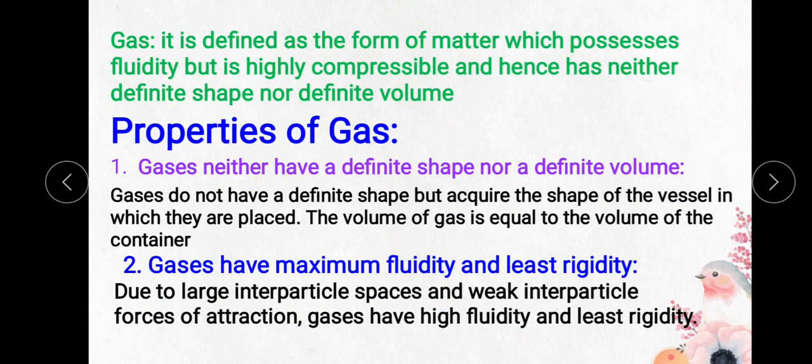The next topic is about gases. What is a gas? It is defined as the form of matter which possesses fluidity, but it is highly compressible and hence has neither definite shape nor definite volume. Solids have definite shape, definite volume. Liquids have a definite volume but not definite shape because it takes the shape of the container.